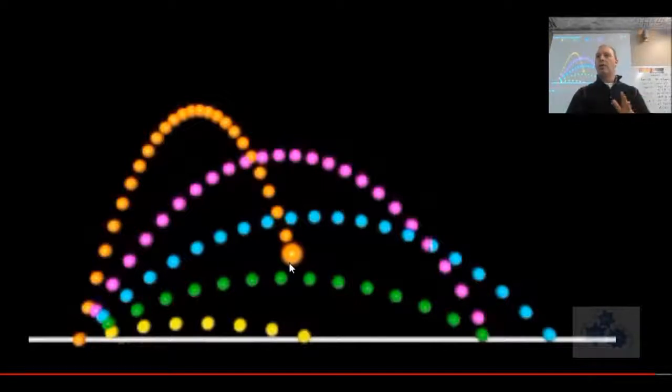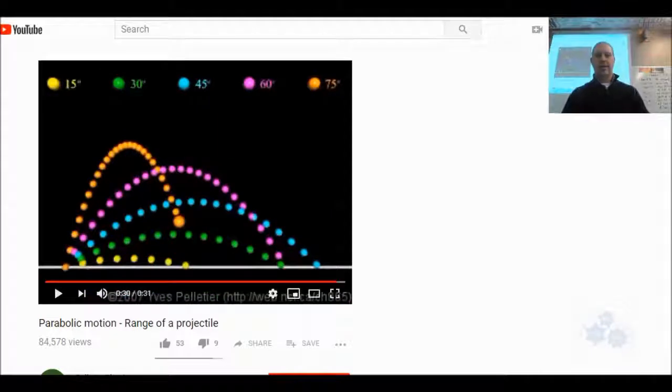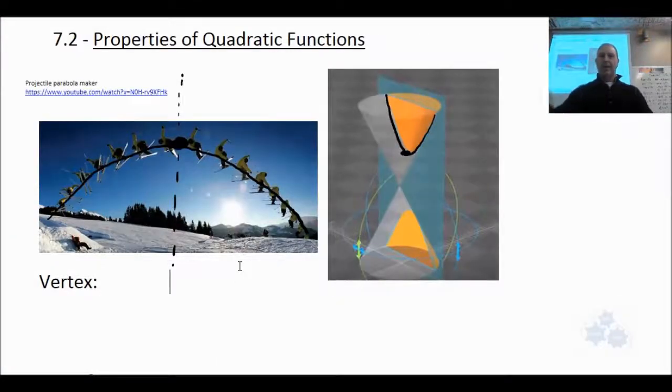Does anyone know at this point what part of the quadratic equation dictates how wide or narrow it is? Do you remember? A. Yes. A is absolutely correct. Okay, good. So we know something. All right, that's good.